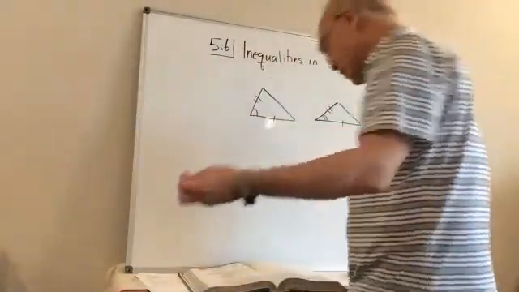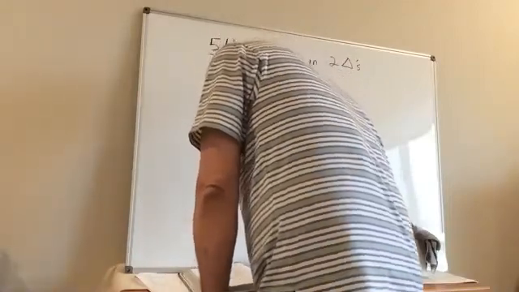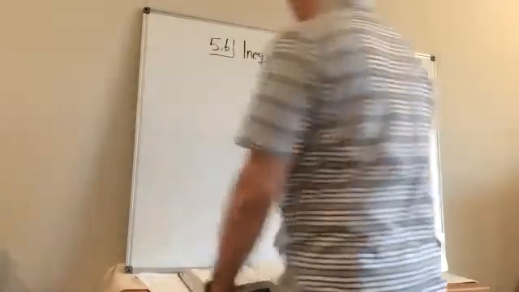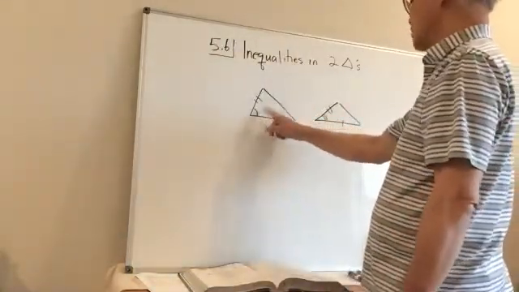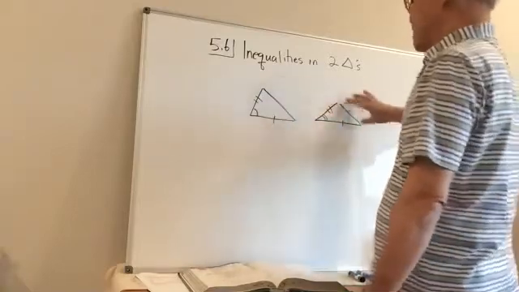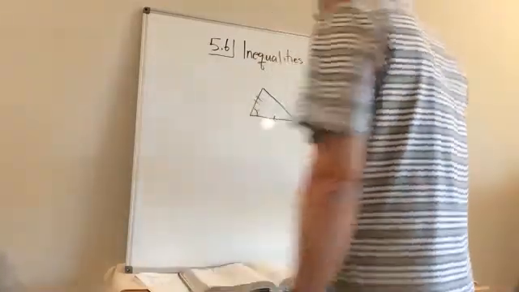The converse is that if two sides of one triangle are congruent to two sides of another triangle and the third sides are not congruent, then the larger angle is across from the larger side. This one is going to be the larger one, and this is going to be the smaller one if you compare the sides. That's the converse. All right, so that's the hinge theorem.